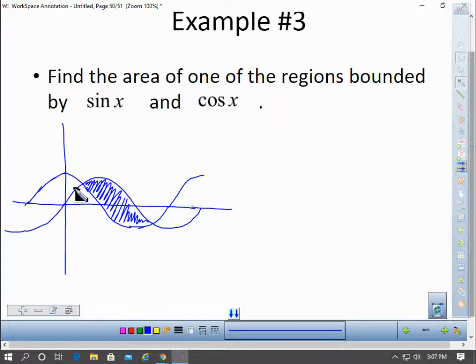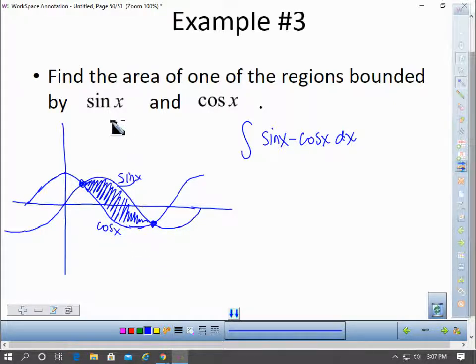All right, this curve here is the sine, and this curve here is your cosine. So I already know I'm going to be doing top curve minus bottom curve. So I'm going to be doing sine minus cosine. So now I've just got to figure out what are my limits of integration. So where do these two guys intersect each other?